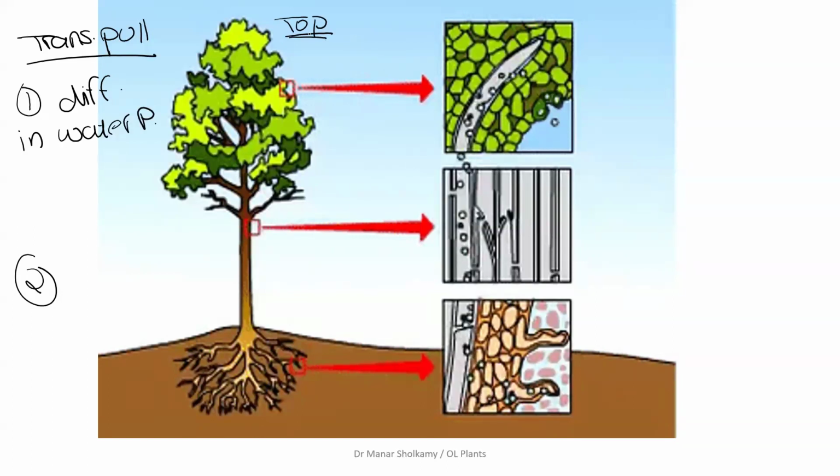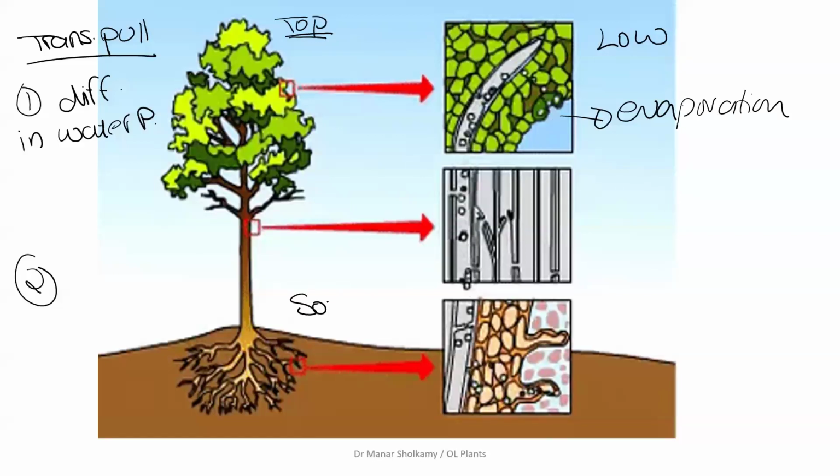Low. Exactly. I have low water pressure. Can you tell me why? Due to water vapor loss. Evaporation. Exactly. Because of evaporation, due to water vapor loss. Excellent. Due to evaporation. So I have less water up there.